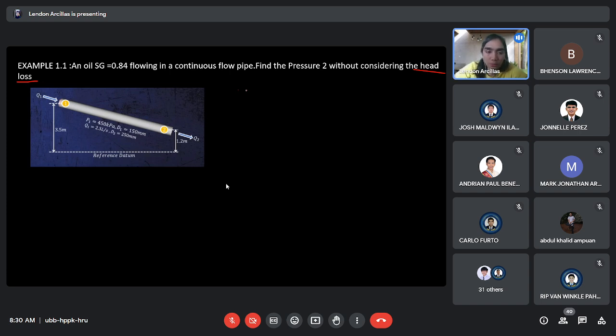So since this is a perfect flow, therefore energy 1 here is equal to energy 2. So the formula is energy 1 equal to energy 2. Again, the energy of a moving fluid is composed of 3: the velocity head plus the elevation head plus the pressure head, equal to the velocity head or the kinetic head at point 2 plus the elevation head at point 2 plus the pressure head at point 2.